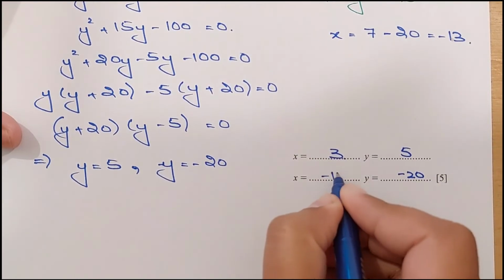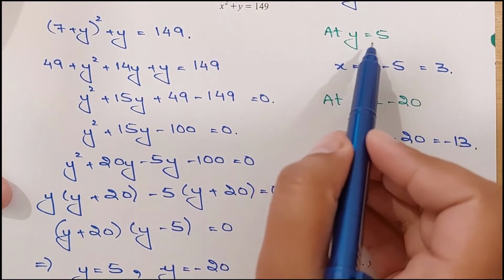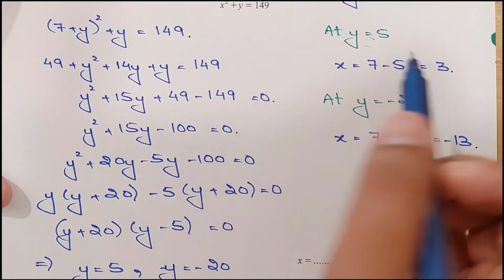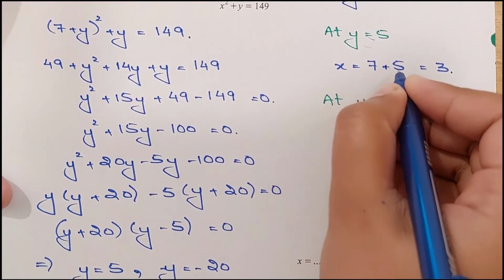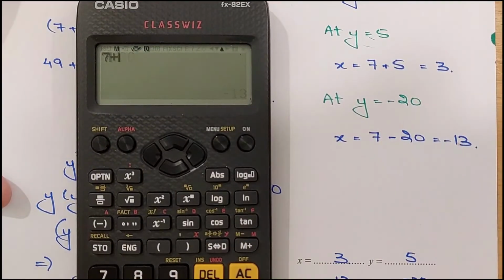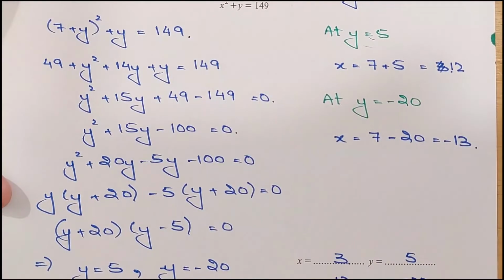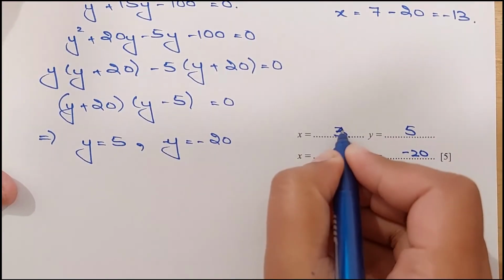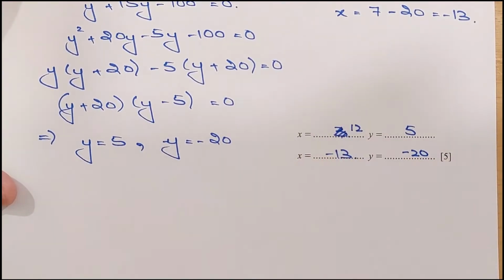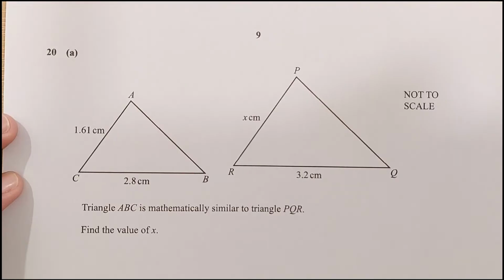X is minus 13, right? Sorry, I made a mistake here. Y is 5, so I put 5 here. That is 7 plus 5 is equal to 12. Let me double check. 7 plus 5 is 12. Yes, not 3. Sorry. X is 12 and y is 5. This is 12 here. So 12, 5 and minus 13 minus 20 are the answers.